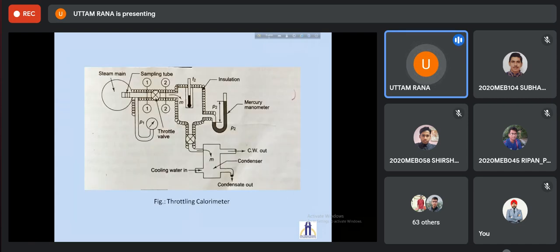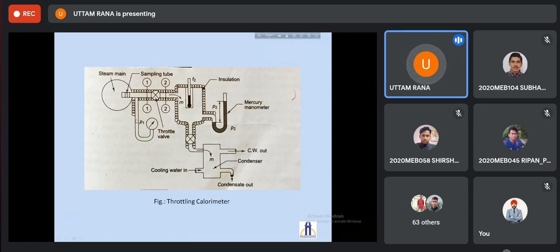A special device called a throttling calorimeter is used to experimentally determine the quality of the steam. So what is done here? In this process, let us say we have taken steam from the steam drum. This is the sampling tube. What steam are we taking? We are taking wet steam, which has a quality between 0 and 1.